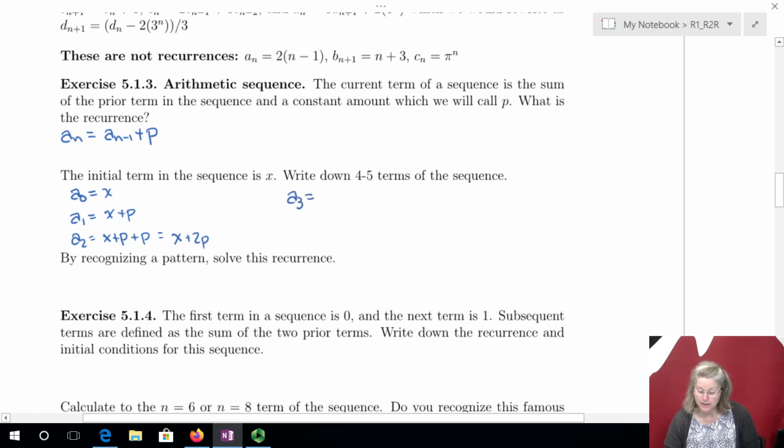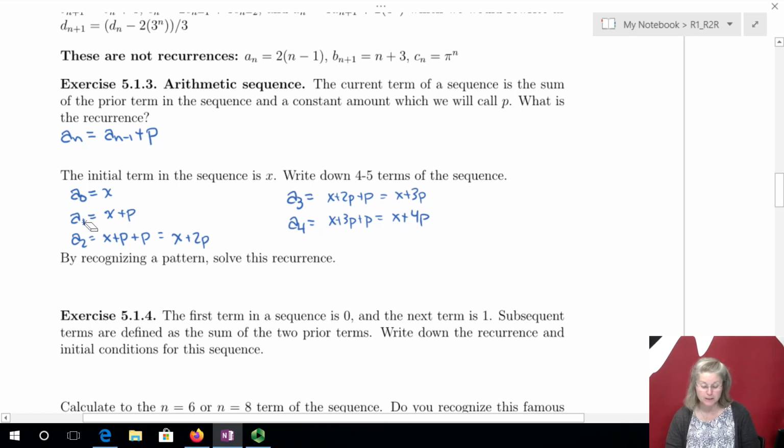Now a_3, that should be equal to, according to this, a_2 plus p, so that's going to be x plus 2p plus another p, so that's going to be x plus 3p. And got one more, a_4. Well, that's going to be a_3 plus p, so that's going to be x plus 3p plus p, so that's going to be x plus 4p. So now I've written all these terms down.